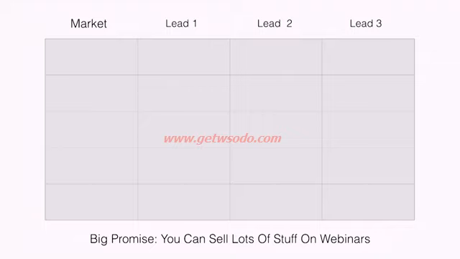So get out your handy notebook, and I want you to draw a square, and you've got three lines in the square, so you've got four columns. At the top, write market, lead 1, lead 2, lead 3. And then under it, we're going to write the big promise of your stuff. So this is the big promise you're making to your market, the big benefit of whatever it is you've got. Does that make sense so far?